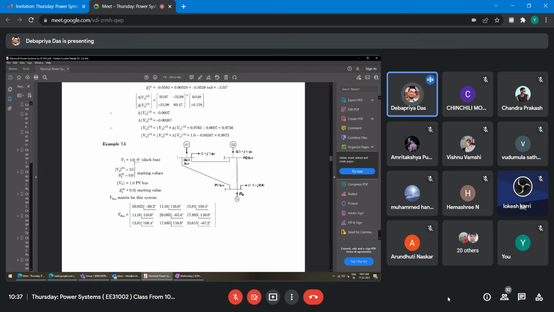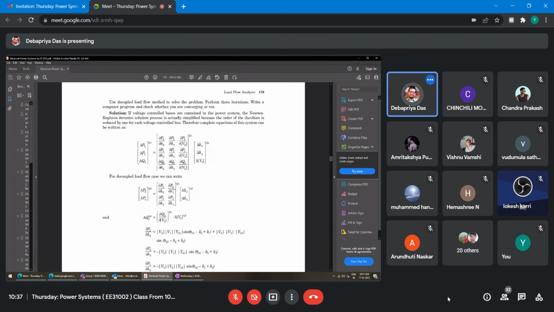So voltage 1 is a slack bus, and angle 0 is taken. Voltage magnitude V2 is taken as a starting value, V2 0, and this is the voltage magnitude V3. Bus 3 is a PV bus, right? And delta 3 0 is the starting value. The Y matrix for this system is given, right? These data are given. So you have to maintain the voltage magnitude at the PV bus, right? When a PV bus is there in a small problem, it is very easy to do, right? As far as the classroom is concerned.